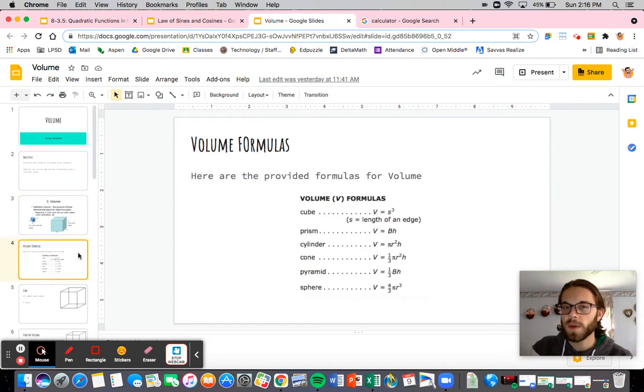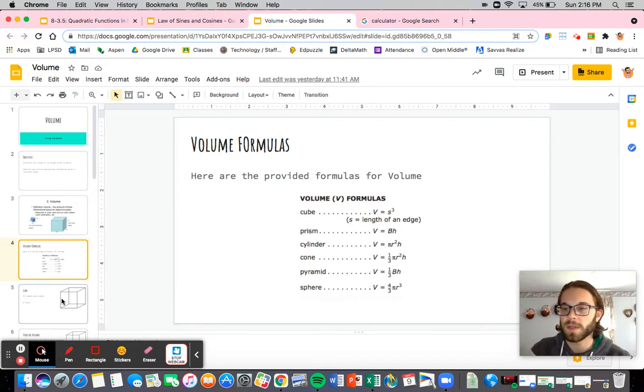Now, in terms of formulas, these are the ones that you're going to be provided. These are the ones provided by the Massachusetts MCAS test. There'll be cube, prism, cylinder, cone, pyramid, and sphere. Really, you just are going to have to use these different formulas and know what each part is. But again, these will be provided to you.